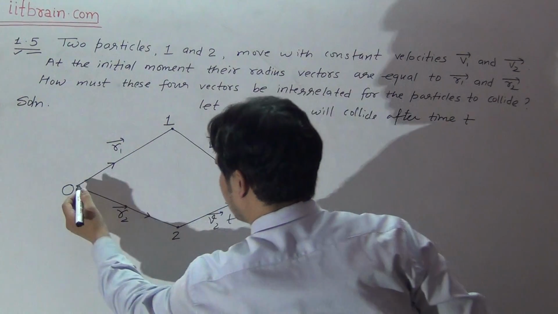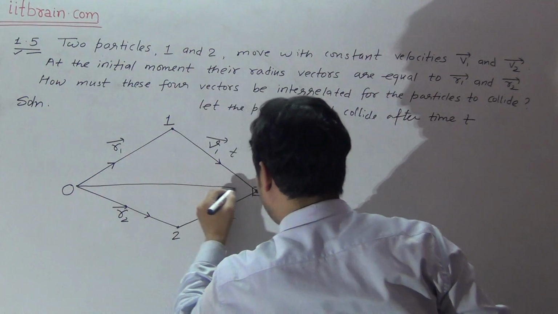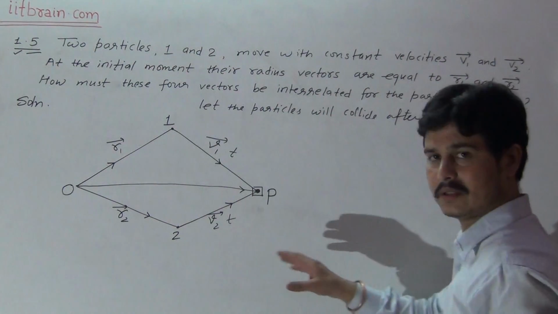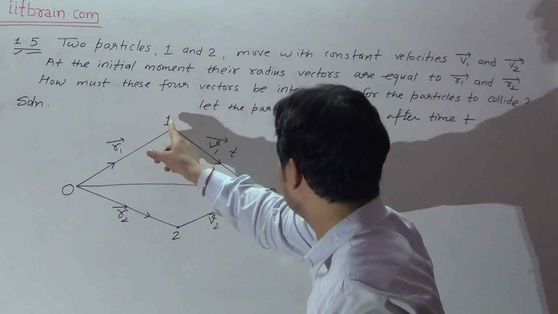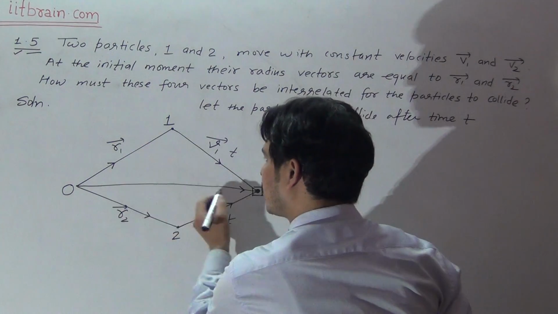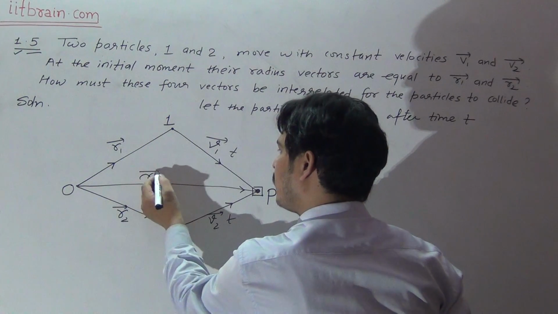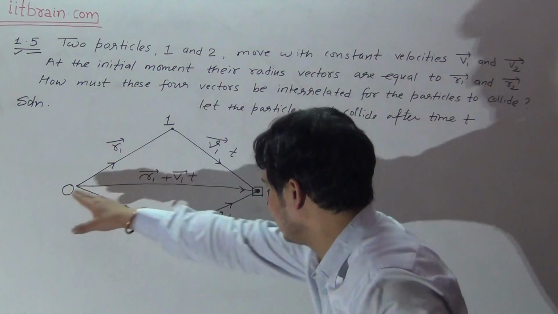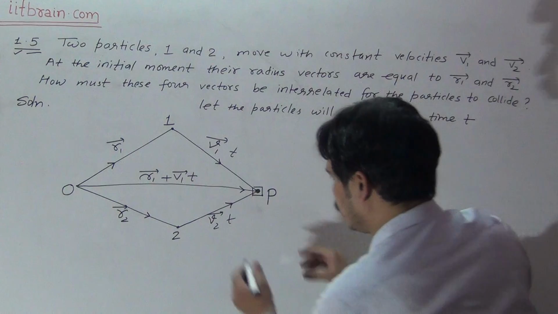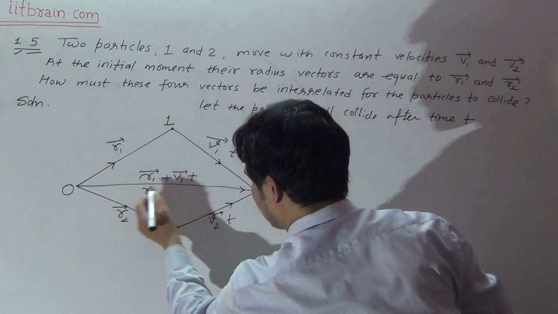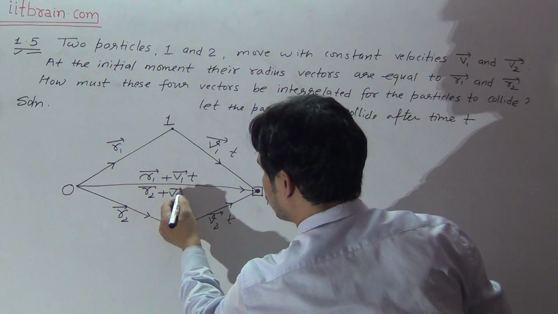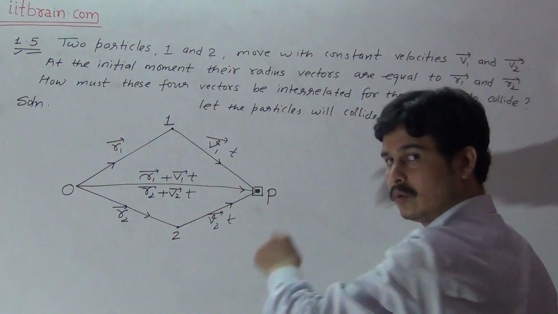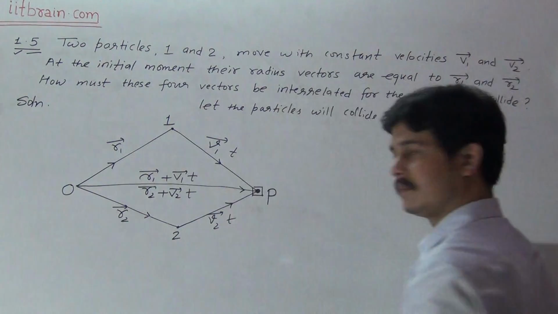For collision, if we draw a line from O point to the point of collision, that is P, then this vector is r1, this is v1 vector t. So this vector will be the sum of these two. It will be r1 vector plus v1 vector into t. And if we see this part, then it is r2 vector, this is v2 vector t. So this vector can also be taken as r2 vector plus v2 vector into t.